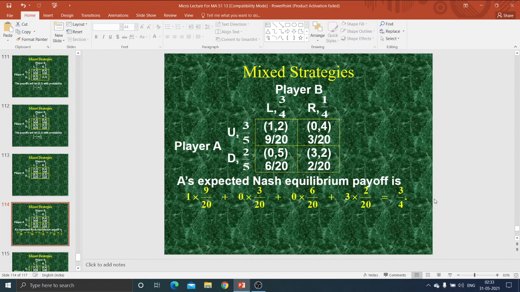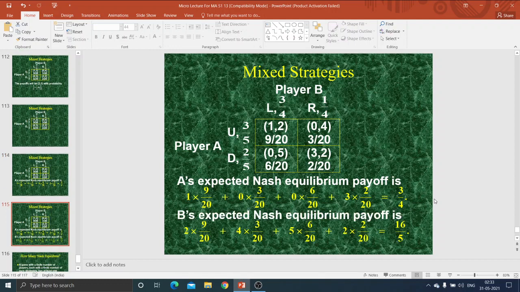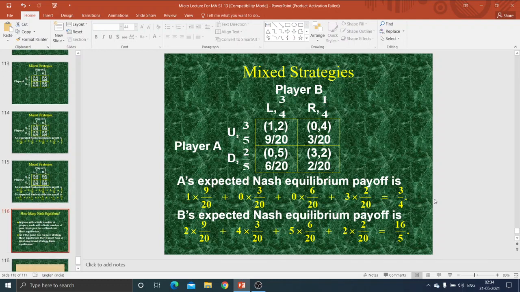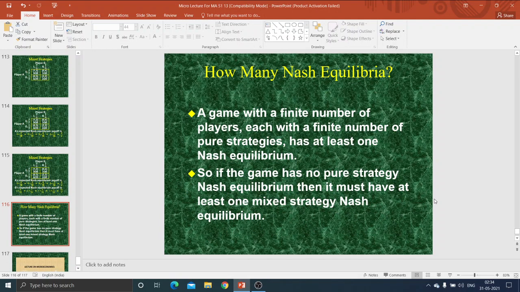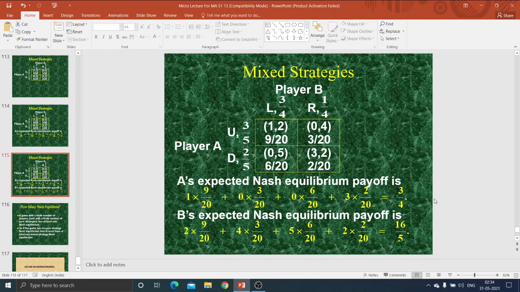Now B's expected Nash equilibrium payoff is 16 by 5. That is 2 times 9 by 20 plus 4 times 3 by 20 plus 5 times 6 by 20 plus 2 times 2 by 20, which gives you 16 by 5. So in that sense, you have already talked about it.